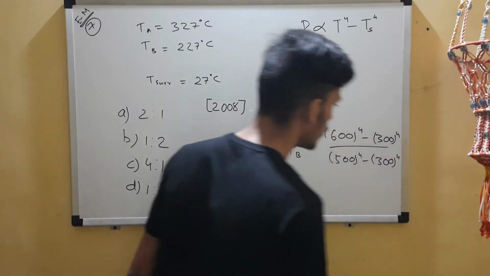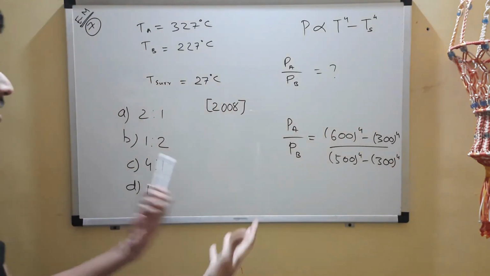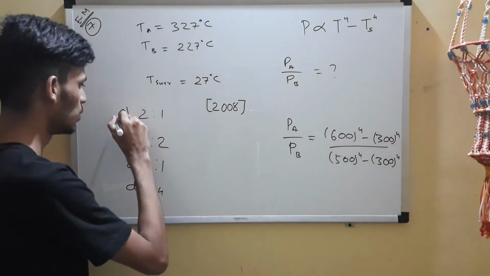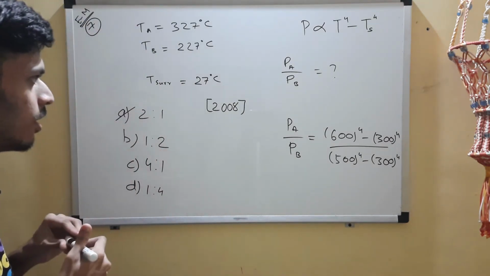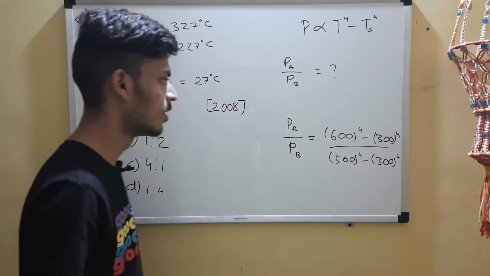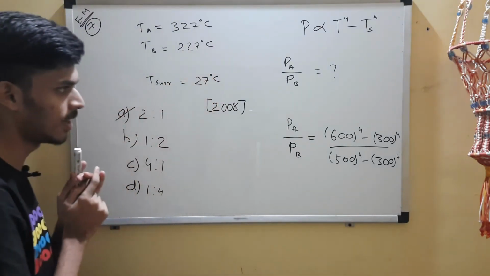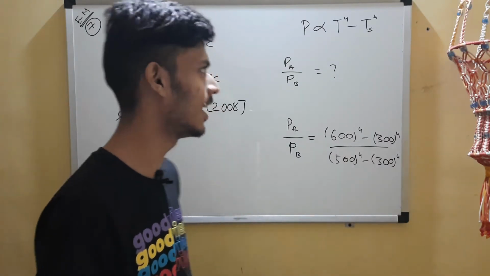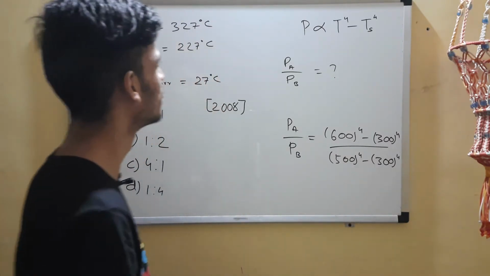So go ahead and solve this. I'm not going to solve this, it's very tedious. The answer that you will get is, I guess, 2:1. Do verify it. So the answer will be 2:1. Go ahead and solve this. Only the calculation part is remaining, right? Let's move to the next question now.